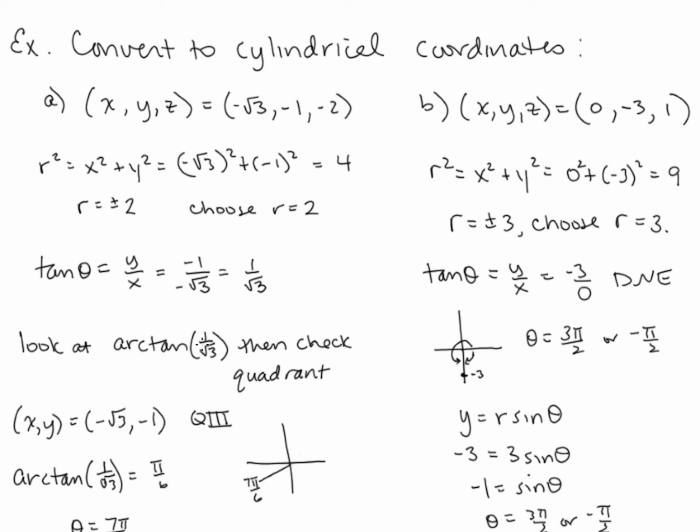Now we know that arctan of 1 over radical 3 is equal to pi over 6, but now let's take a look at the x and y coordinates we were given. X and y are both negative. That tells us we are in quadrant 3. We're in quadrant 3 with a reference angle of pi over 6. So our theta is equal to 7 pi over 6.